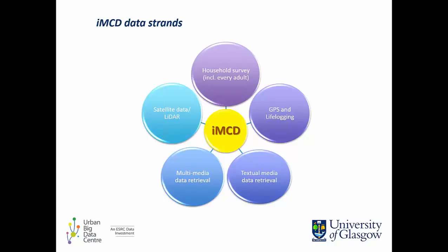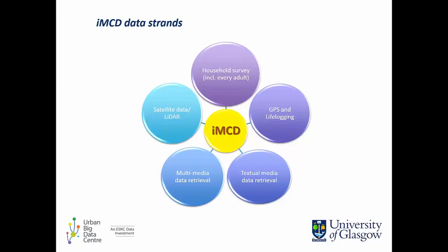The other main parts of the project are a textual media data retrieval project, and essentially they crawl websites, downloading data about Glasgow from a number of sources. We're talking over 100 websites, social media websites like Twitter, Foursquare, and other social media, but also news websites, BBC, and papers. We also collect data on weather and a number of other things. And then from similar websites, we collect multimedia data, mostly images, again downloading and collecting information from Glasgow.